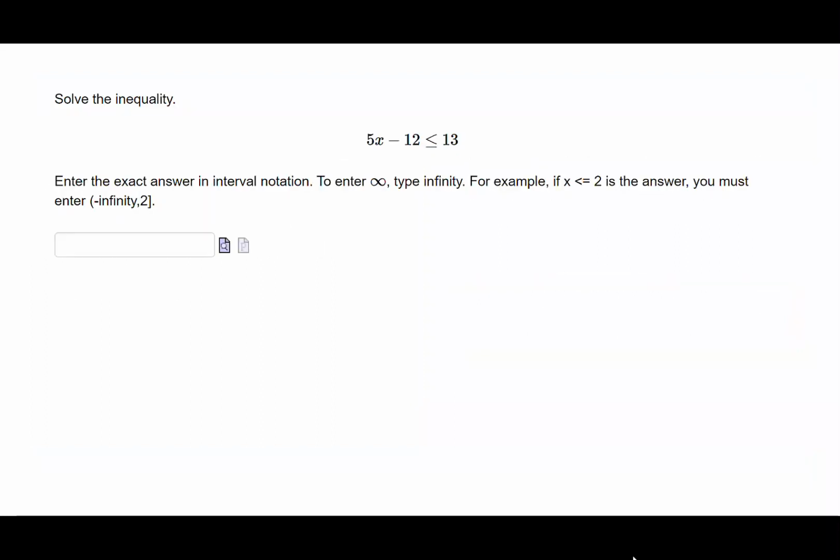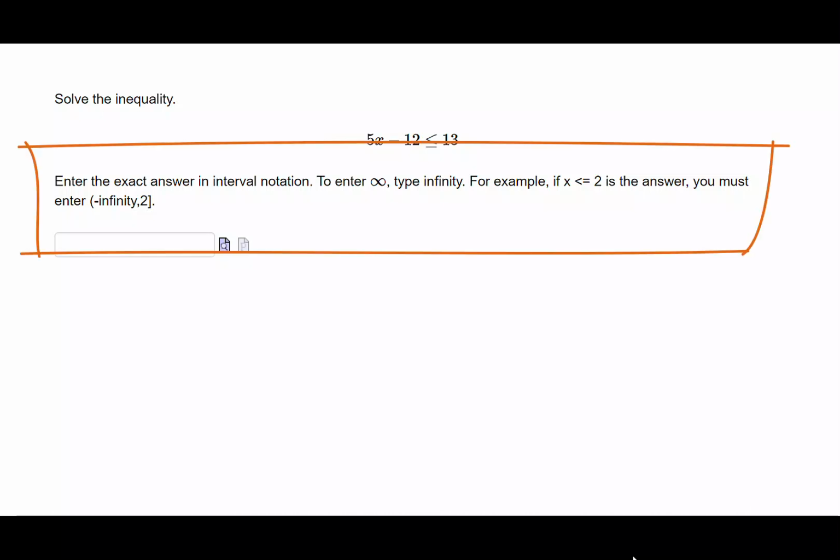I'm going to take an example straight from the homework. It says solve the inequality 5x minus 12 is less than or equal to 13. It does say enter the exact answer in interval notation. To enter infinity, type infinity. For example, if x less than or equal to 2 is your answer, you must enter open parenthesis, negative, word infinity, comma, 2, close bracket.